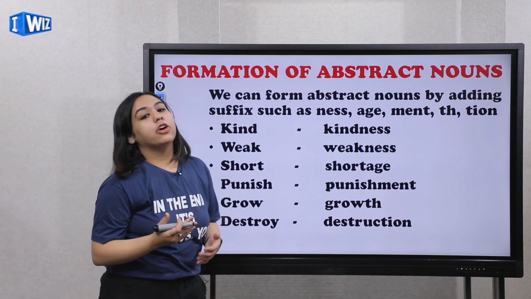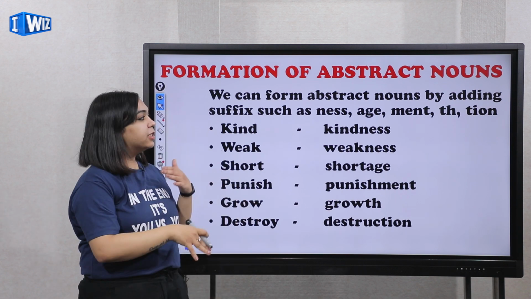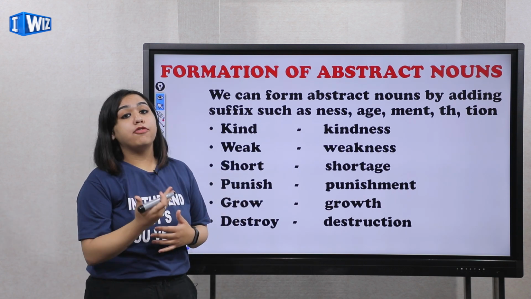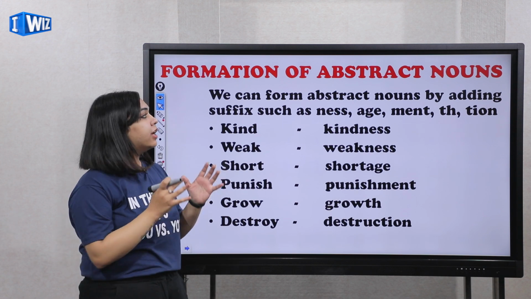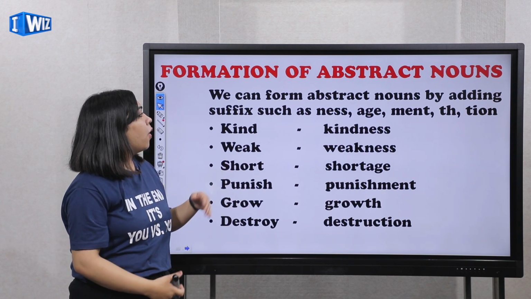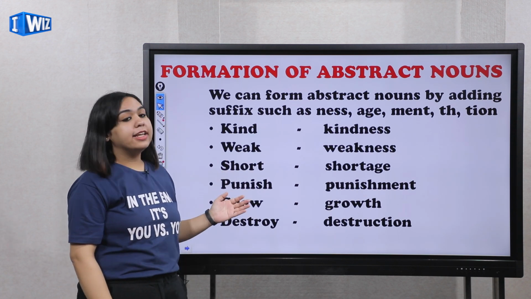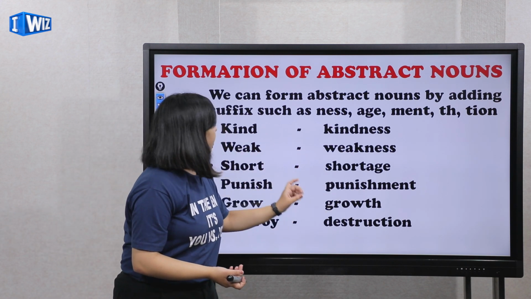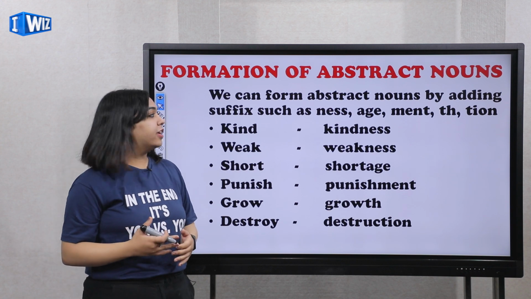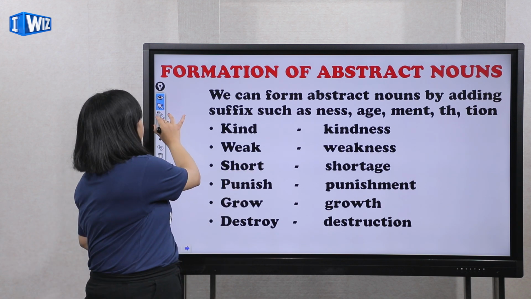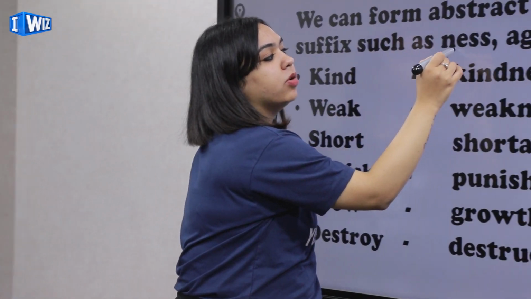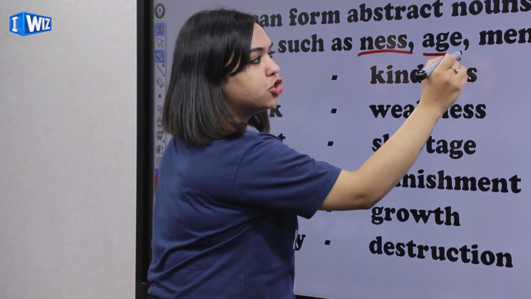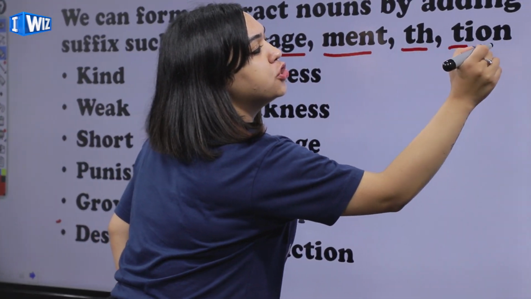Now, formation of abstract nouns. Just like I explained to you in the previous slide how these are formed, now I will tell you how the abstract nouns are really formed. Now, we can form abstract nouns by adding a suffix. Now, what is a suffix? The ones we add at the end. Okay, these are the suffixes. For example, what all suffixes can you add? N-E-S-S, that is ness, age, ment, th, and tion.